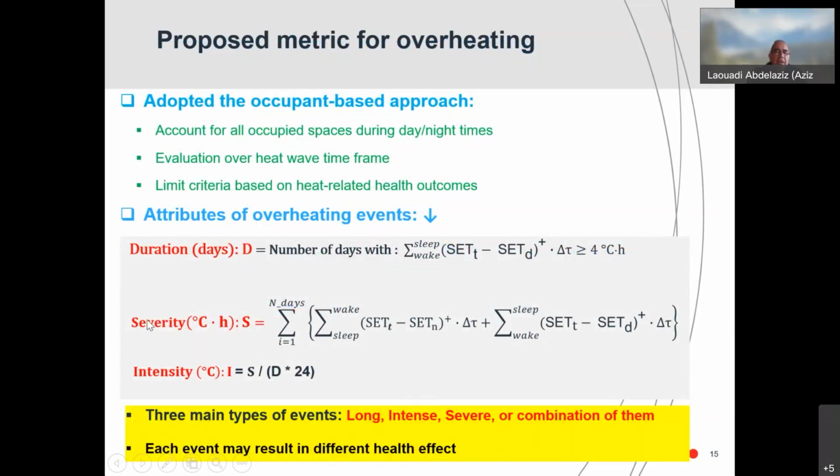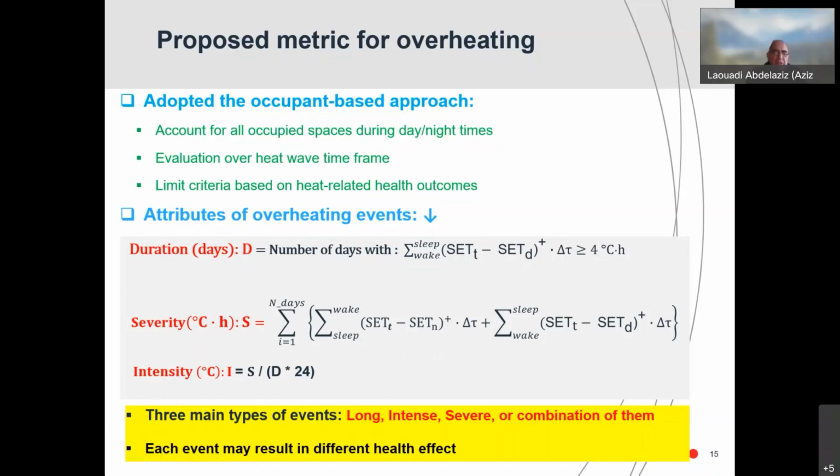There are three attributes of overheating. One is the duration of overheating events, which is the number of consecutive days for which the cumulative deviation of the hourly values of the standard effective temperature from its threshold value is higher than a minimum value, set to 4 degree-hours here. The severity index counts all this deviation during daytime and nighttime for the entire heat wave period. And the intensity is basically the ratio of severity to duration.